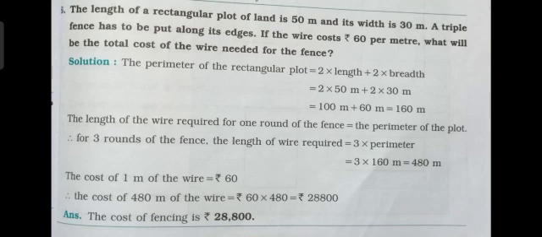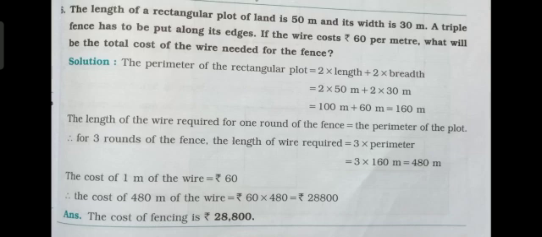Okay, now the length of the wire required for one round of the fence is equal to the perimeter of the plot. So for one round they require 160 meter. So for 3 rounds they will require 3 into perimeter, that is 3 into 160 meter, that is 480 meter. For 3 rounds they will require 480 meter.